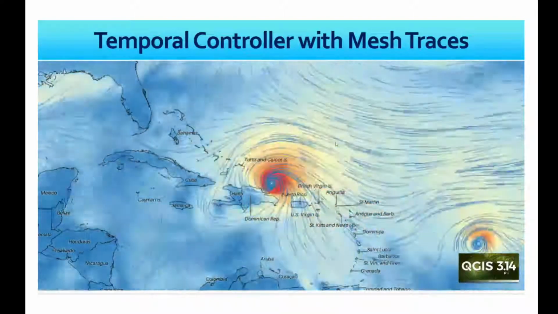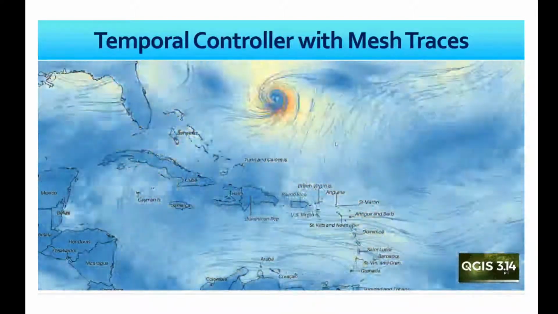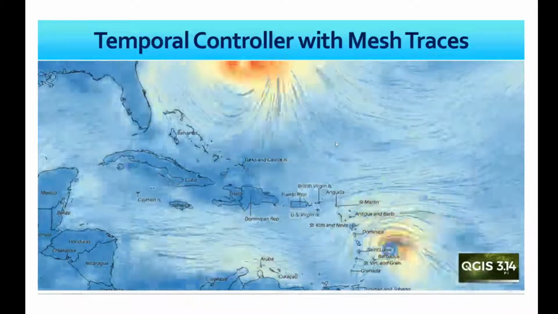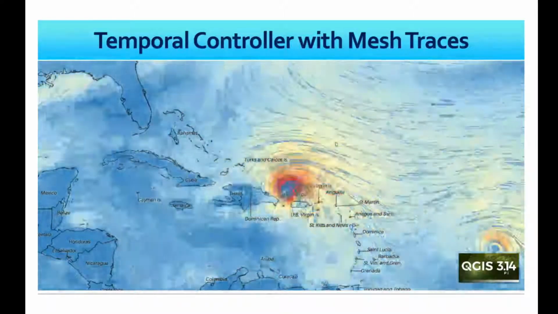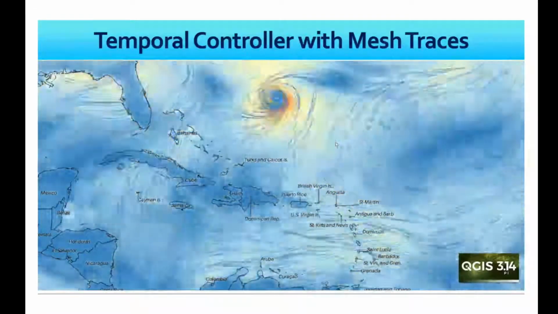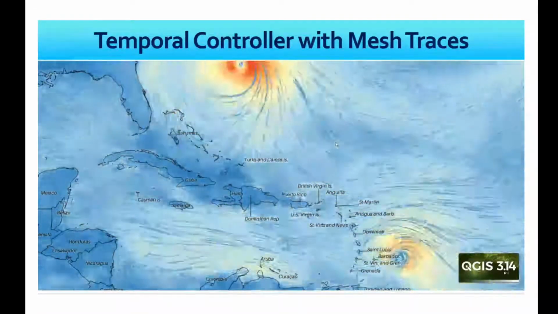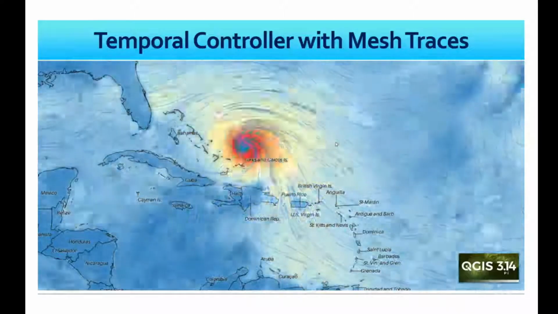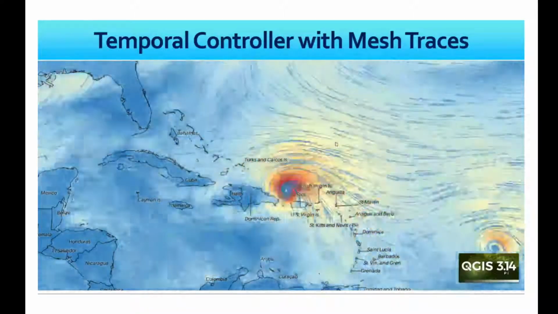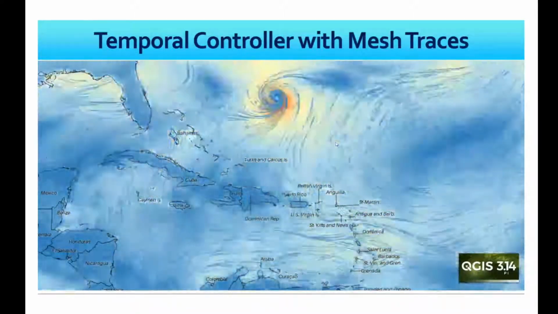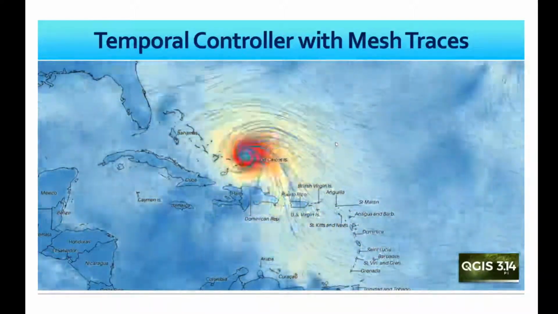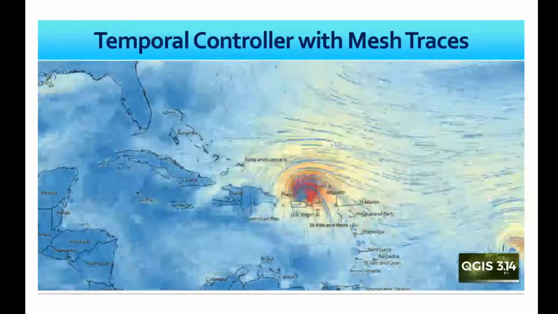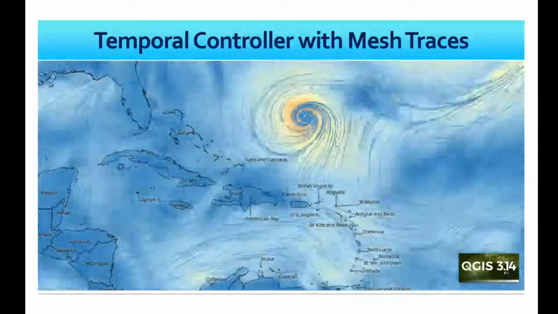So QGIS now has this thing called the temporal controller, which we will get to work with. Anytime you have data that has a time component, you can animate it with this temporal controller. So this weather data that shows the wind speed through time over the month of September 2017, we can animate with the temporal controller to create an animation like this. So we will be working with the temporal controller a bit near the end of the course.